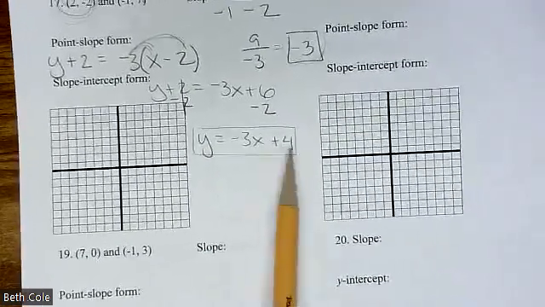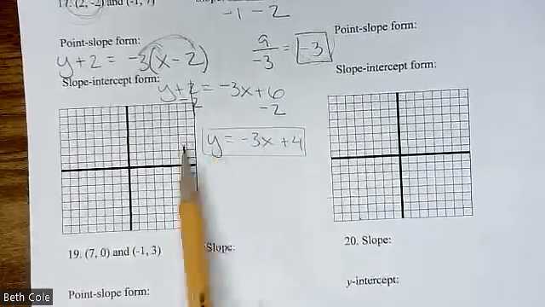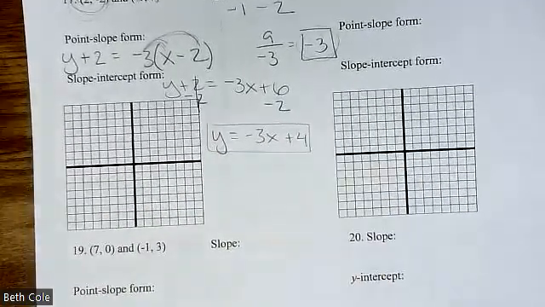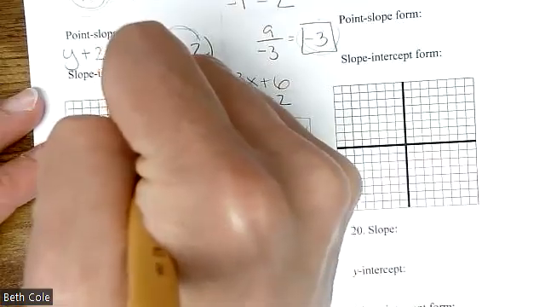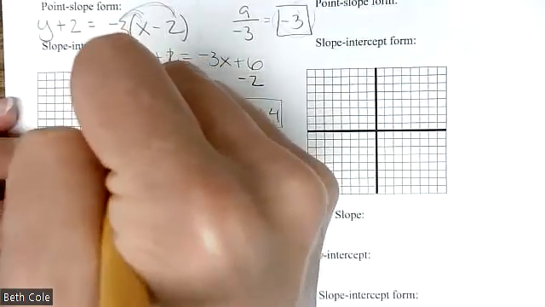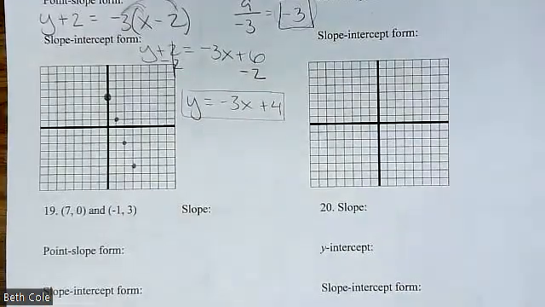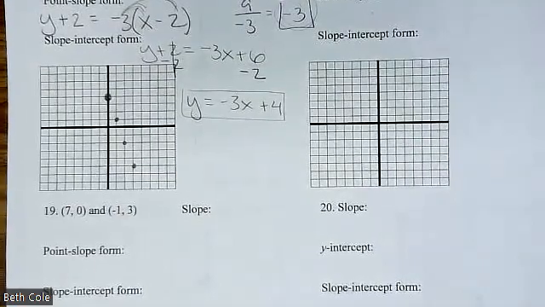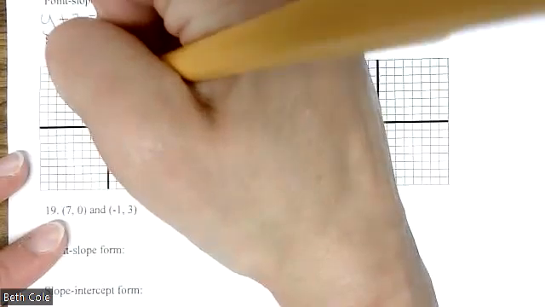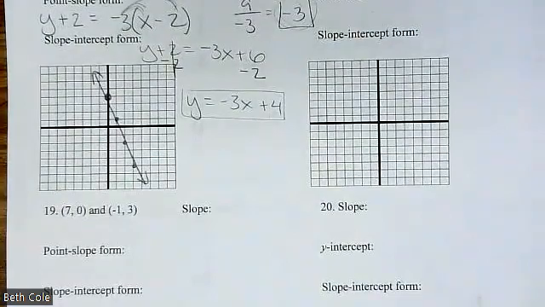So you would start it where? When you go to graph this, if you're looking at this equation, where would you start? Yep, start at 4, or you could think of it as up 4. And then your slope is -3, so you're gonna go down 3 over 1. 18 and 19 are the same exact kind of thing. You get your slope, write your equation, rearrange it.